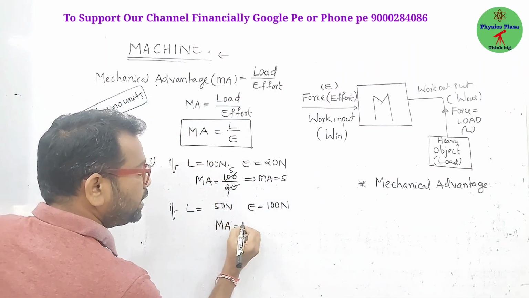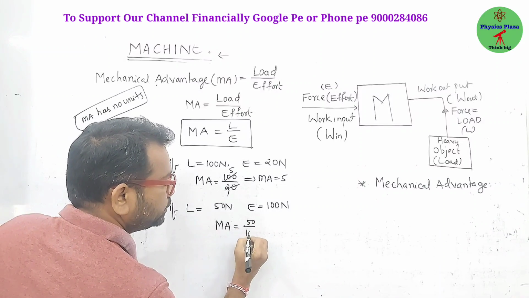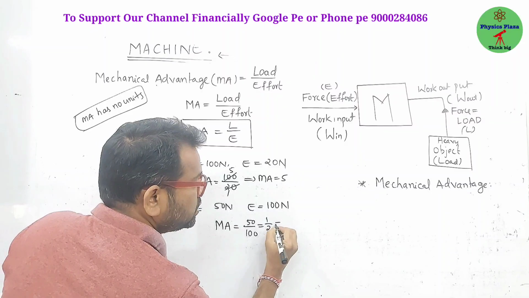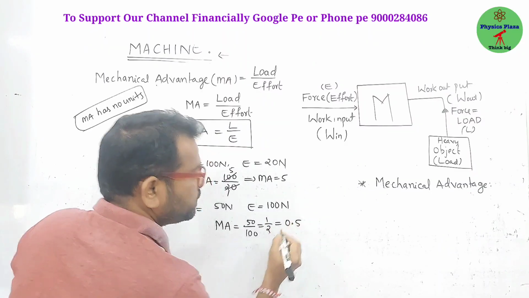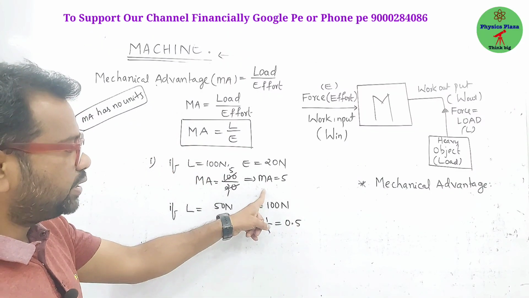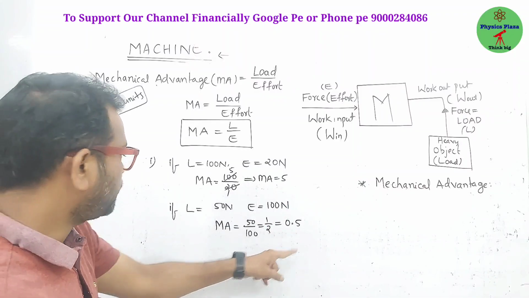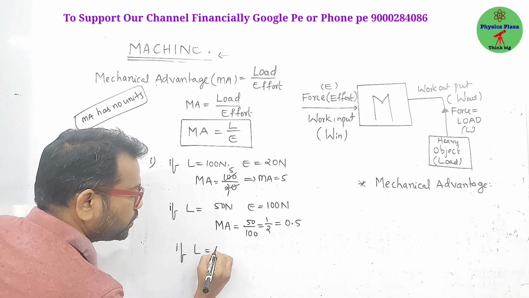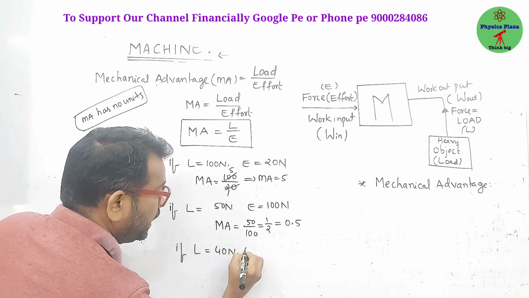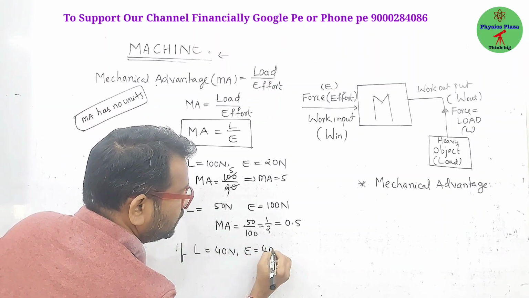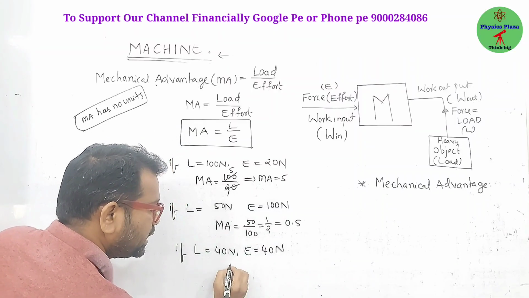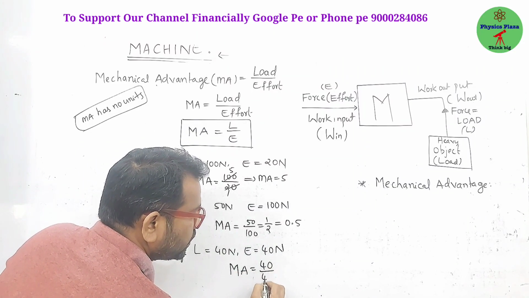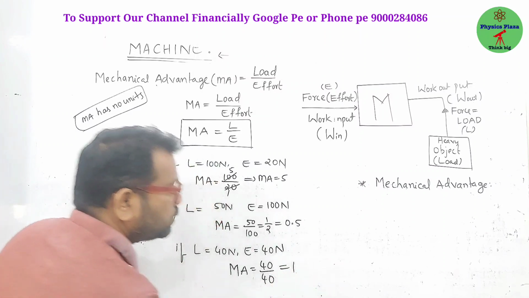So load by effort, that is 50 by 100. 50s and 50s cancel, so that is 1 by 2. What is 1 by 2? 0.5. So here we got the mechanical advantage as 0.5. Now if the load is equal to 40 Newton, and effort is also 40 Newton, then what is the mechanical advantage? 40 by 40, so equal to 1.